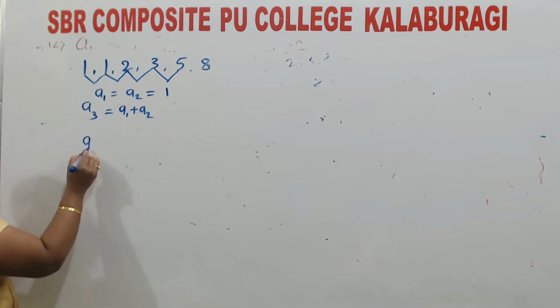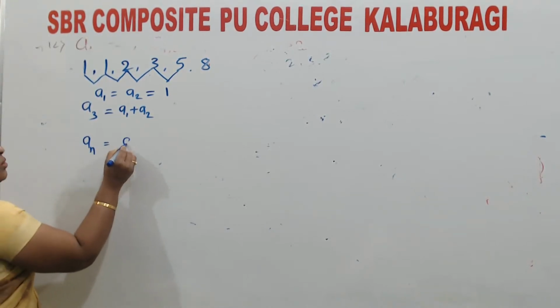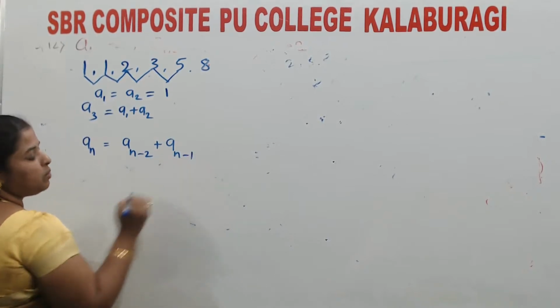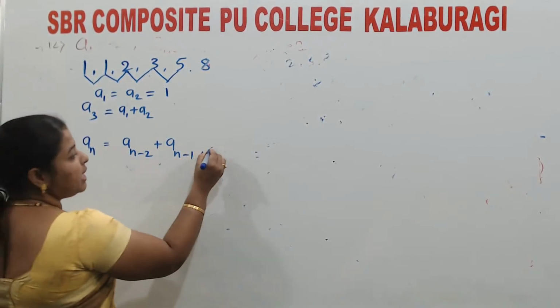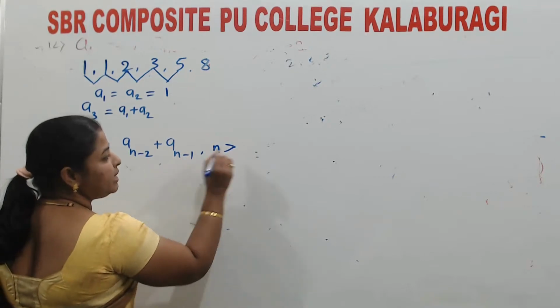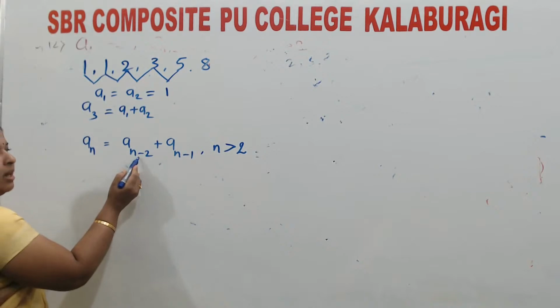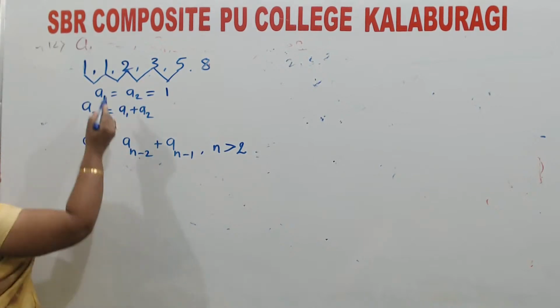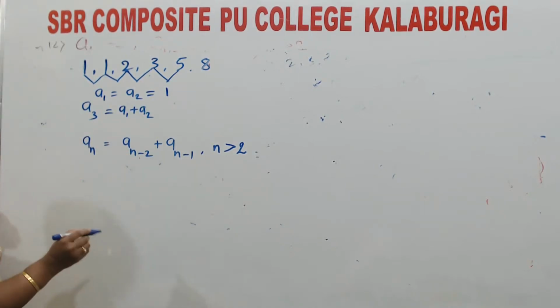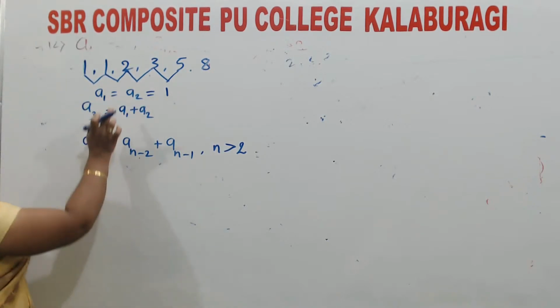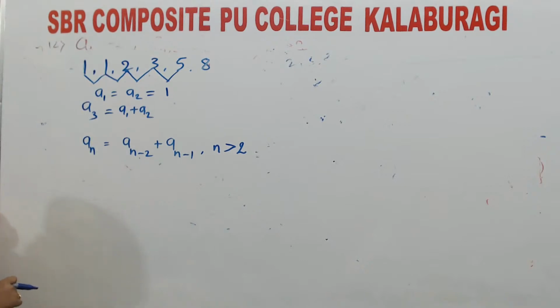The general form of the Fibonacci sequence is a_n equals a_(n-2) plus a_(n-1). Remember one thing: the condition should be n greater than 2. If n is equal to 2, we would get a_0, and 0 is not there; the starting term is 1. That's why, if we add the first two terms, we get the next one. This type of sequence is called the Fibonacci sequence. Is it clear? Okay, thank you.